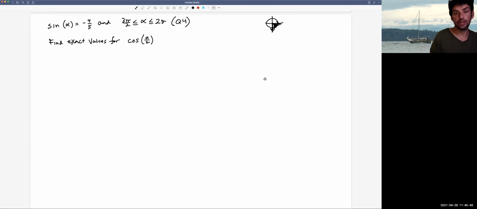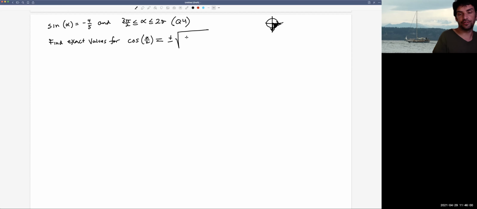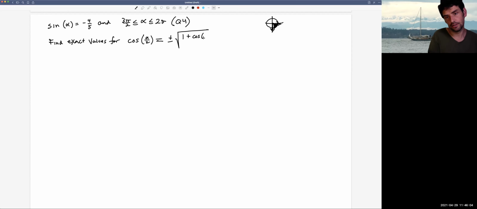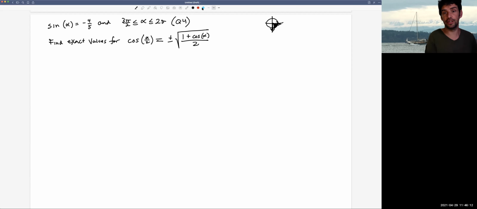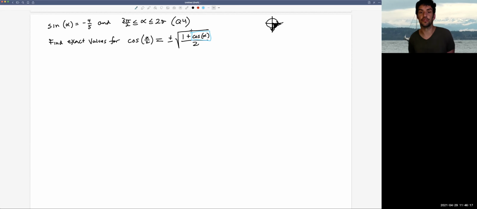So notice, I'll just put it right in here, that half angle formula we had: cosine of alpha over 2 is the square root of 1 plus cosine of alpha all over 2. And there's a plus or minus in front. We'll deal with that at the end. So let's start with, we want cosine of alpha over 2. If we can find a value for this, we can compute this whole thing. So let's go ahead and do that.